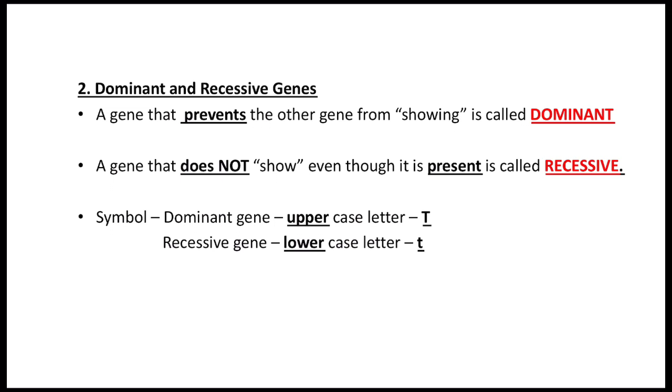So the dominant gene is represented by a capital letter. Here we see the dominant gene is an uppercase T, for example, and then recessive is represented by a lowercase letter. So here it's a lowercase t, just for differentiation. The T doesn't mean anything here.